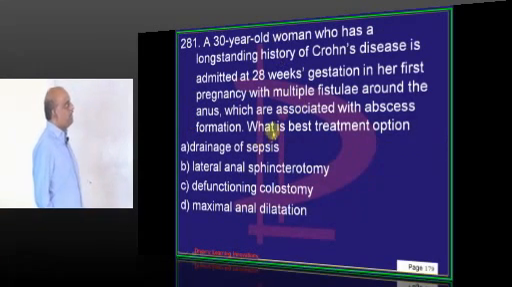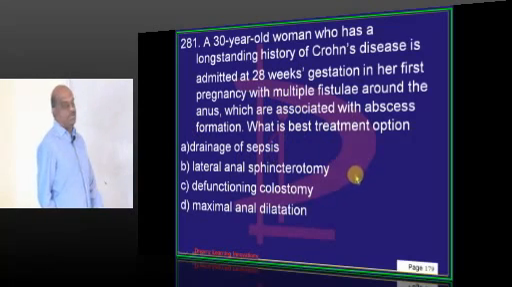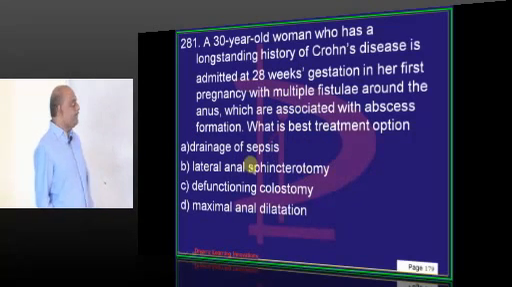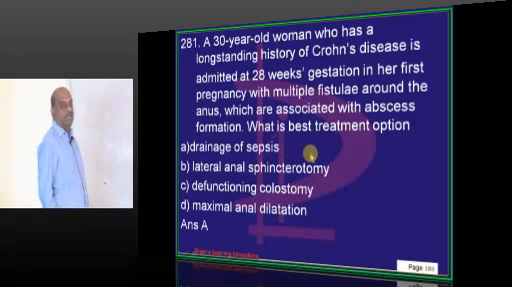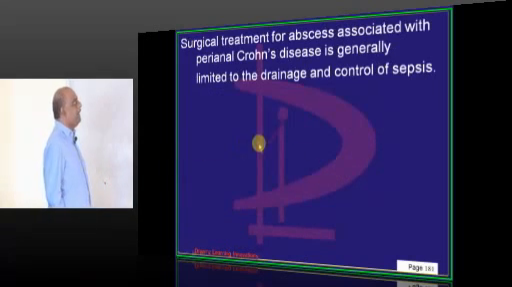A 30-year-old with Crohn's with multiple fistulae around the anus. So perianal fistulae in Crohn's disease. Sepsis anywhere, drainage is considered to be the primary management.